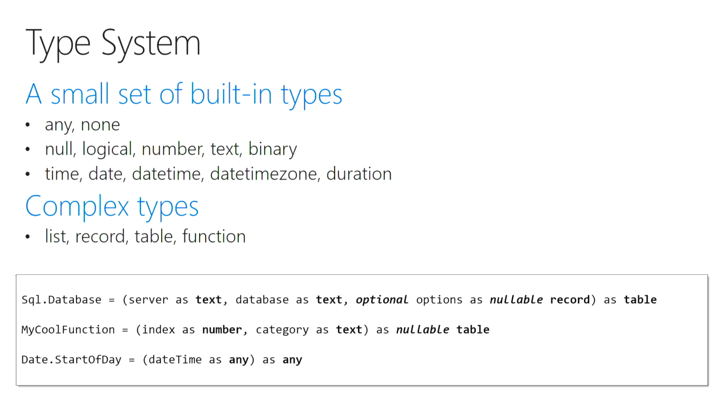So examples here are setting types on function parameters, which is something you do very often when you're writing a custom extension. So I have my first line there, server as text. So I'm saying that that parameter value has to be text. The M engine doesn't do runtime type checking, except for on parameter calls and some other cases.